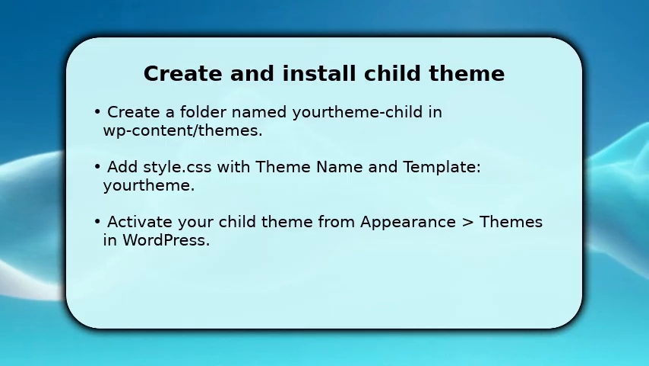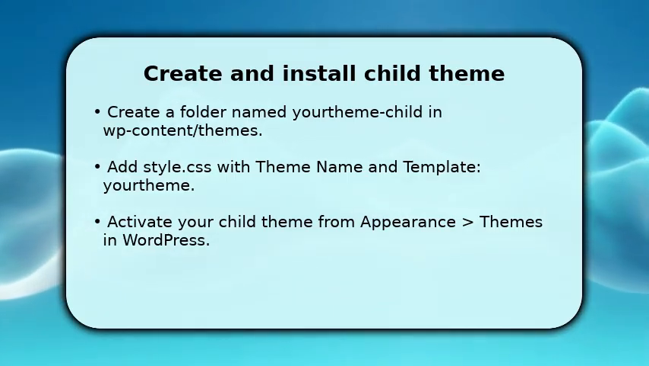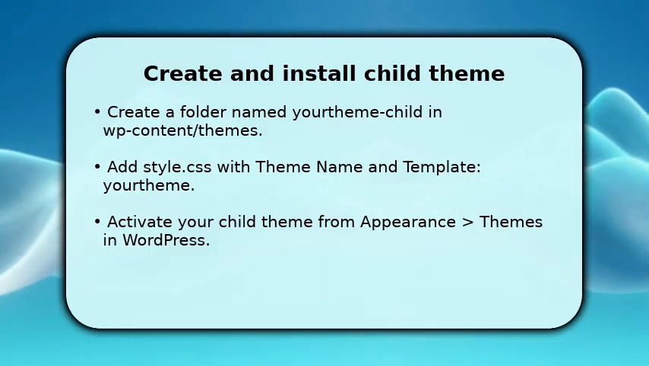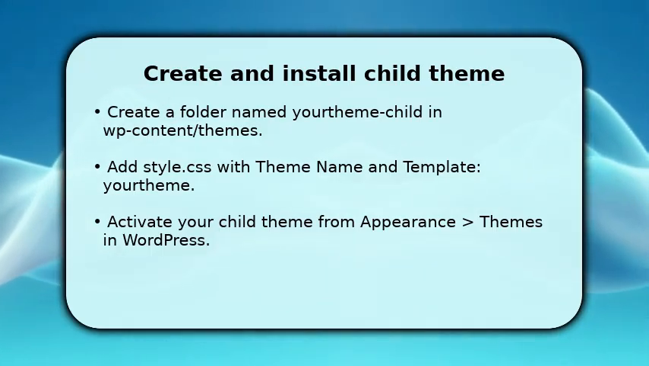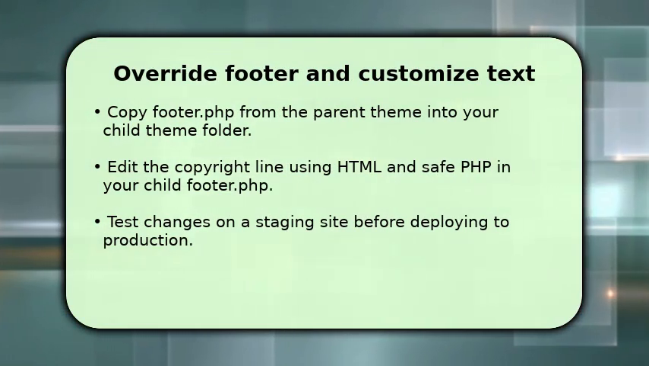Zip and upload, or use FTP to place the child theme folder on the server. Activate your child theme from Appearance, Themes in WordPress. Copy footer.php from the parent theme into your child theme folder using FTP.